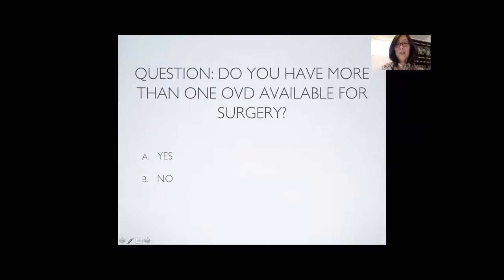And let's take a look and see what our results are. Okay, so yes, 2/3 of you do have more than one OVD available. So we're going to talk about the differences and when we use them. A third have one. If you have one, you've got to use it.